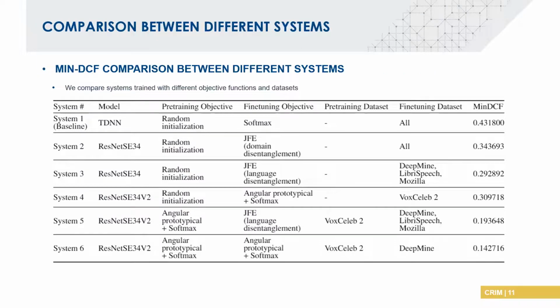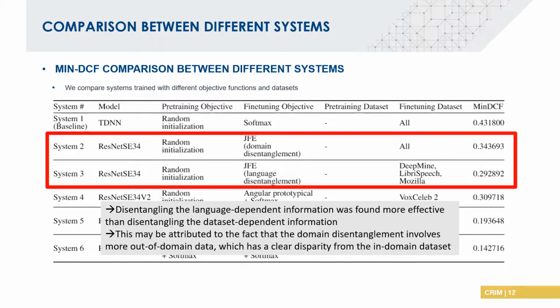This table shows the MinDCF performance of our submitted systems. As can be seen in System 2 and 3, which are trained using different JFE schemes, disentangling the language was found to be more effective than disentangling the dataset dependent information. Assuming from our previous experiment, this could be attributed to the amount of out-of-domain data used for domain disentangling JFE.